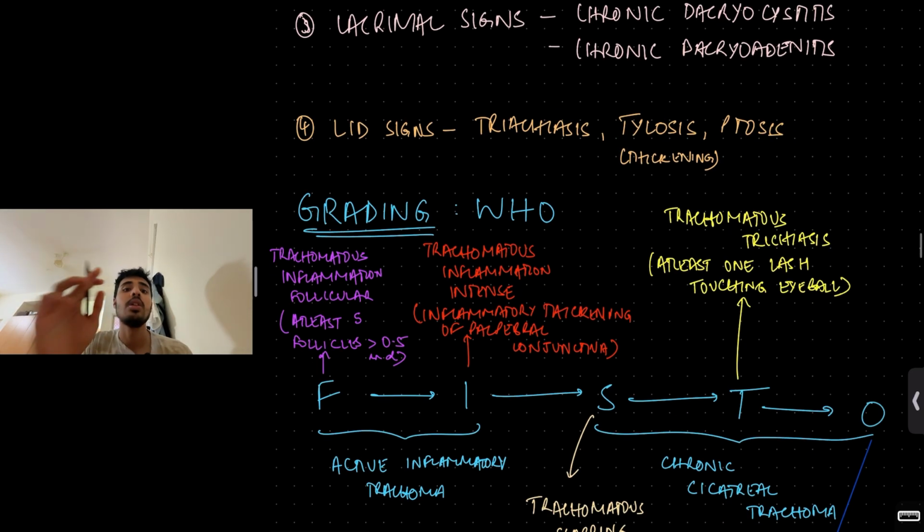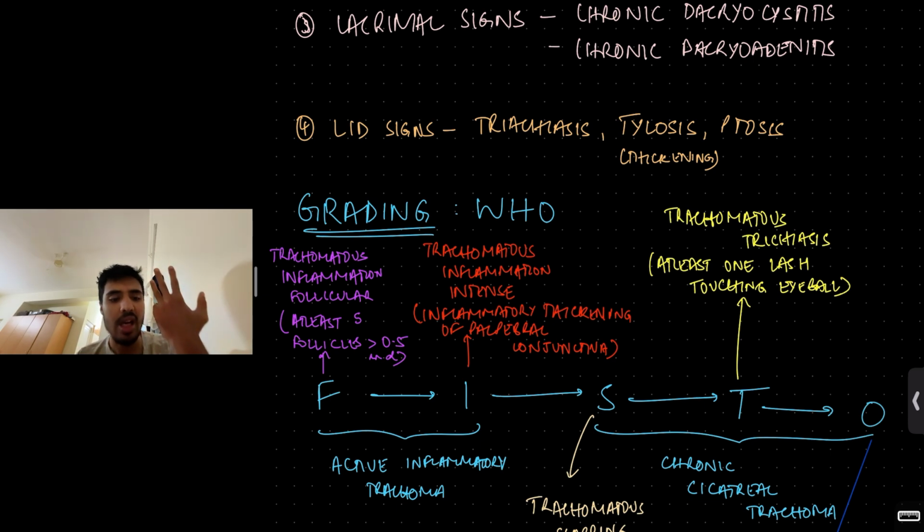Then this is about the signs of chronic cicatricial trachoma. Type 4 hypersensitivity reaction in the middle age. Conjunctiva, you have xerosis, you have Arlt's line, you have concretions. Cornea, you have corneal opacity, Herbert's pits, and regressive pannus. Chronic dacryoadenitis and chronic dacryocystitis in the lacrimal sac. Trichiasis, tylosis, ptosis, and some other lid conditions also. Lid signs. This is about the signs of chronic cicatricial trachoma.